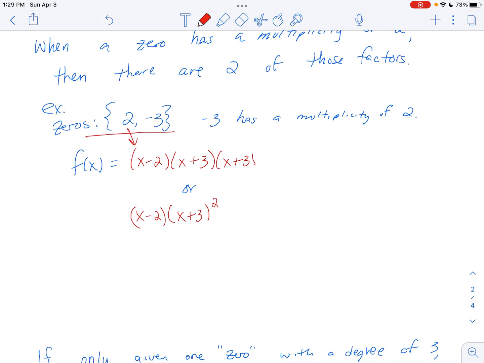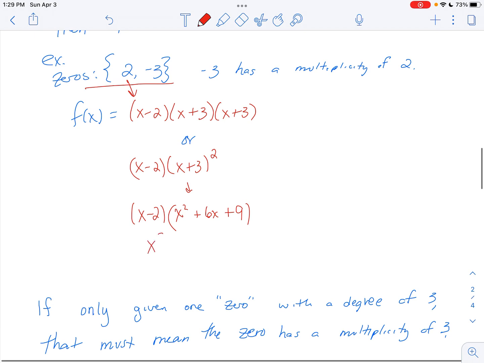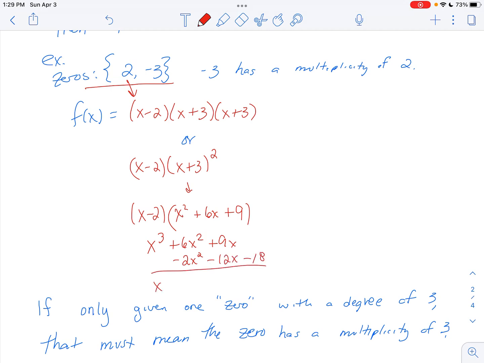And you'll still distribute these like we did before. If it helps to write out x plus 3 squared, you may. Most of you should know how to do x plus 3 squared, and I would always recommend doing that first because there is a pattern with that. And if you recall, it goes x squared, 3 times x doubled is 6x, and then 3 squared is 9. And then distribute the x minus 2 at the end. So x cubed plus 6x squared plus 9x minus 2x squared minus 12x minus 18. Combine like terms. And again, we'll leave that as our final answer.